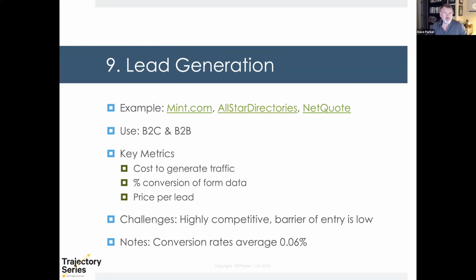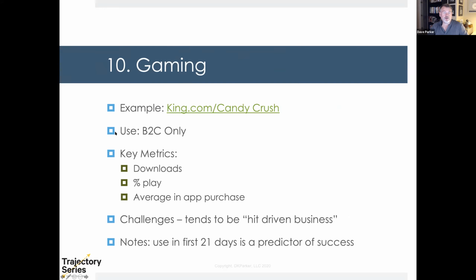All right, anybody doing gaming? I don't remember hearing a pitch deck yesterday from gaming. So you guys know Candy Crush. A friend of mine sold his company to Candy Crush for $150 million. It's a hit-driven business. The margins on virtual swords are amazing, right? Because you can make that virtual sword once and sell it 1,000,000 times. So the key metrics here, this one is B2C only, by the way: number of downloads, percentage of people who play, and in-app purchases. So if nobody's doing gaming, we put this one aside.